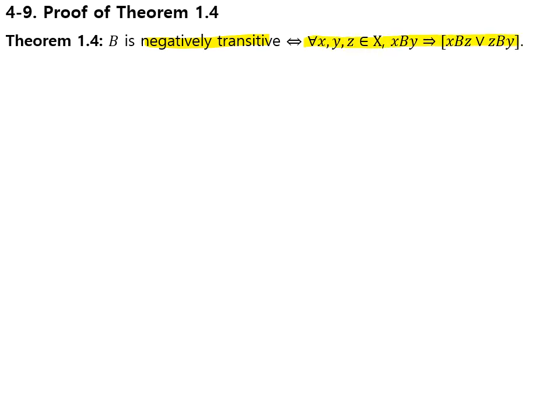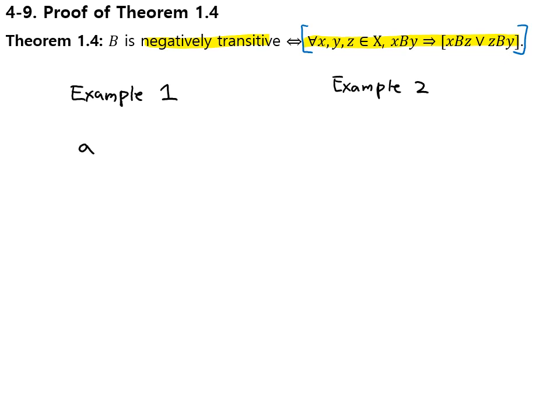The reason this statement is very useful for identifying whether or not a binary relation is negatively transitive is that the original definition of negative transitivity is a little bit cumbersome and very difficult to apply in real examples. But the new definition is much easier, and we'll try to see how this works. Now, consider two examples, example 1 and example 2.